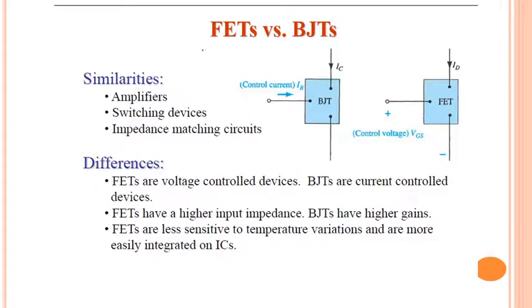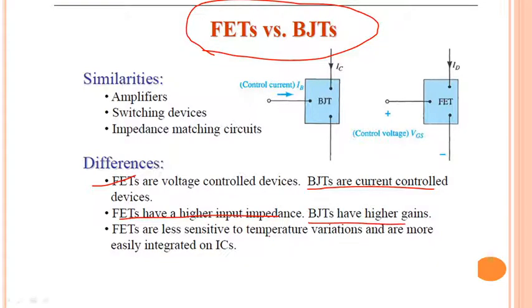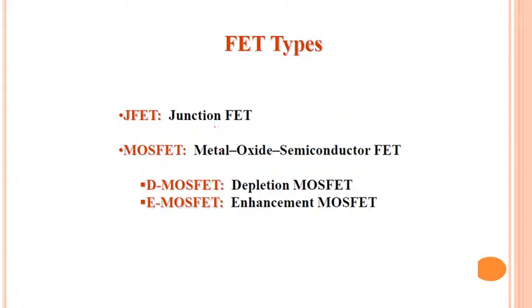So, we have discussed what is the difference between FET and BJT in the last lecture. So the differences are: FET is voltage controlled, whereas BJT is a current controlled device, and FET has higher input impedance, BJT has higher gain itself. Then FET is less sensitive to temperature variation, whereas BJT is more temperature sensitive. So these are the differences we have seen in the last lecture.